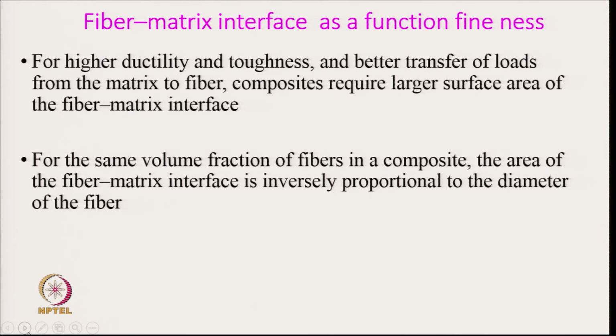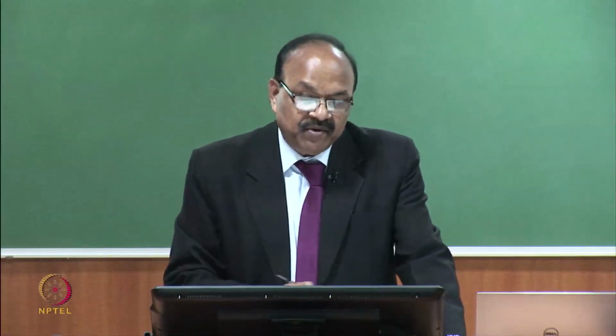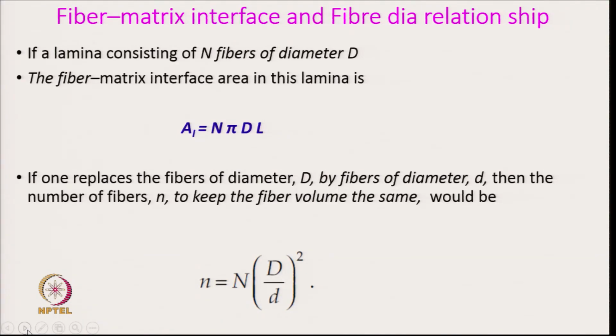The second aspect is the fiber matrix interface as a function of fineness. That means, if the fineness of the fiber changes, what happens to the interface? For higher ductility and toughness and better transfer of load from matrix to fiber, composites require a larger surface area of the fiber matrix interface. And as we know, for the same volume fraction of fibers in a composite, the area of the fiber matrix interface is inversely proportional to the diameter of the fiber. So, the fiber fineness can be changed to have a different fiber matrix interface, and hence different properties of the composite. This is the fiber matrix interface and fiber diameter relationship.